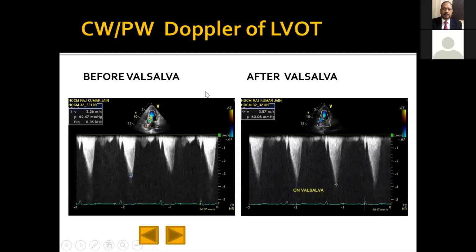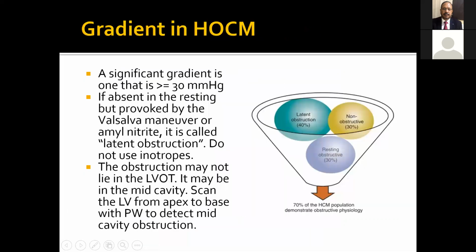LVOT obstruction, this is before Valsalva, it was about 42. After Valsalva maneuver, it became 60. So this is provocable obstruction. A significant gradient is one that is more than 30 millimeters mercury. If gradient is absent in the resting, but provoked by the Valsalva maneuver or amyl nitrite, it is called latent obstruction. Do not use inotropes because you will get false positive results.